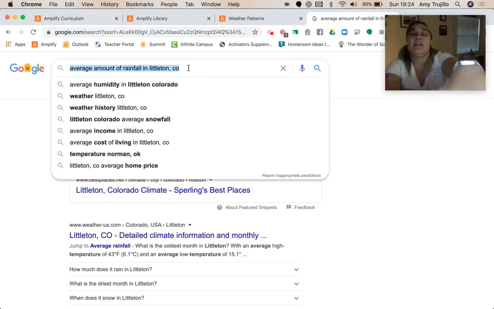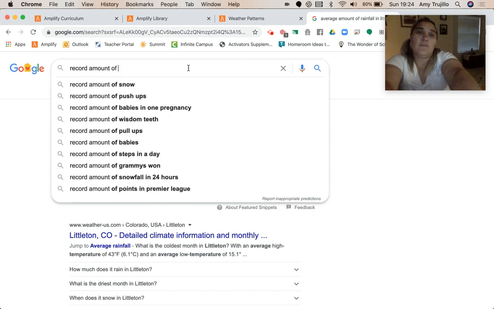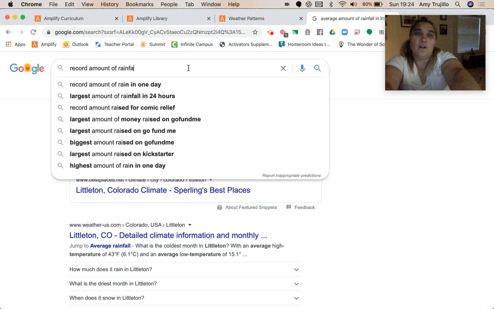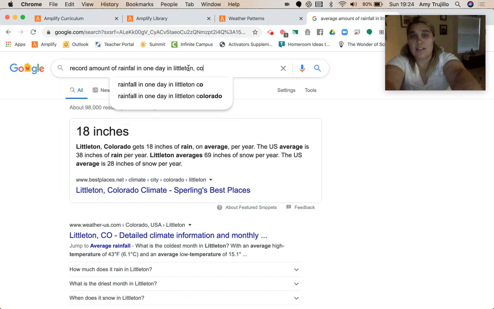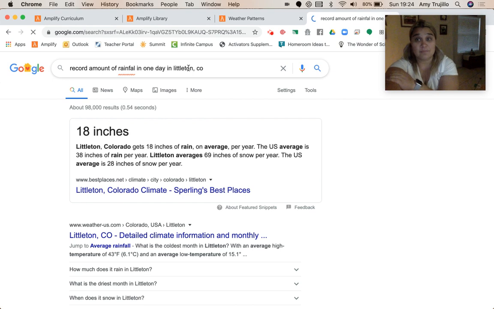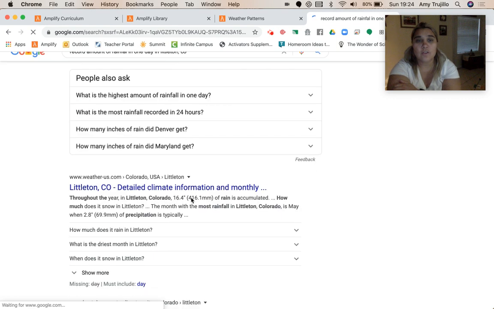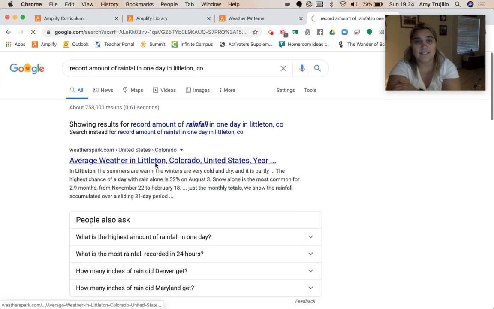And I'm going to put in record amount of rainfall in one day in Littleton, Colorado. See what happens. So I can click on one of these and see if it's got a record.